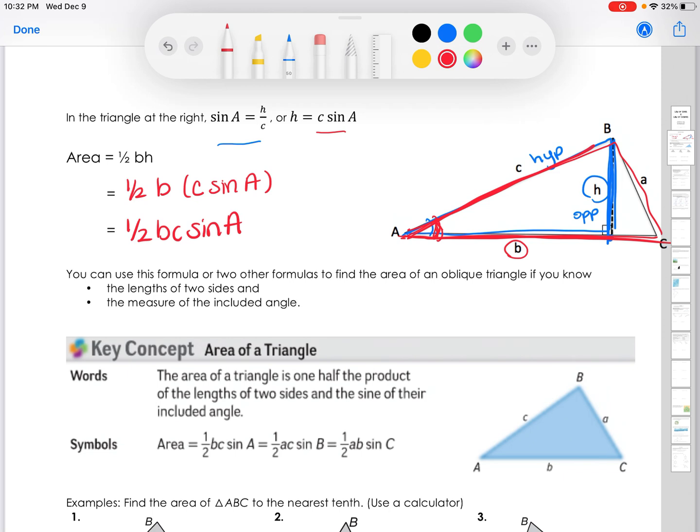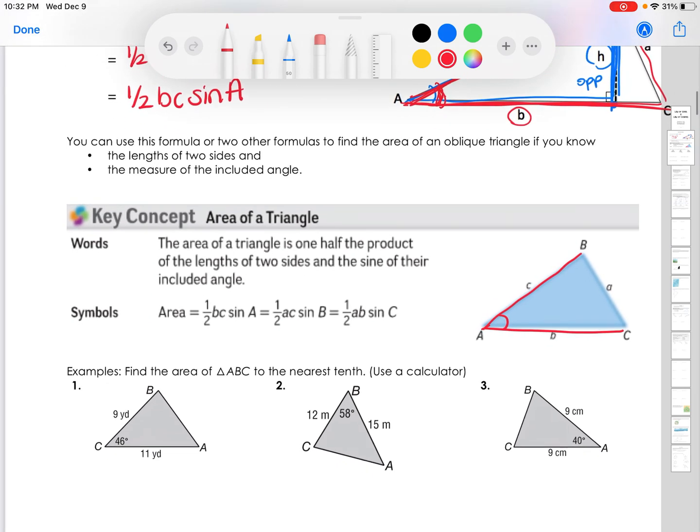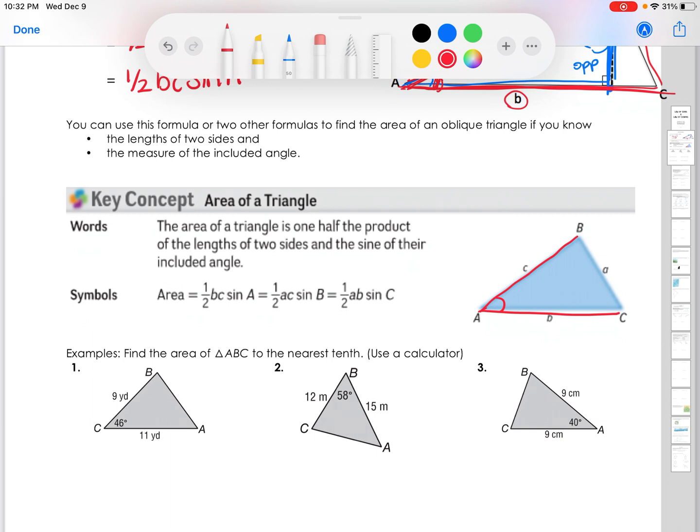So the area of a triangle is 1/2 the product of the lengths of the two sides and the sine of their included angle. So it doesn't matter what variables we use, a, b, c, d, as long as we're making sure that we're using the sides and the angle in between them. That's that included angle. So we're going to find the area for each of these triangles. So we have a side, and the included angle. And that's really what I'm concerned with here. So that's 1/2 one side times another side times sine of the included angle.